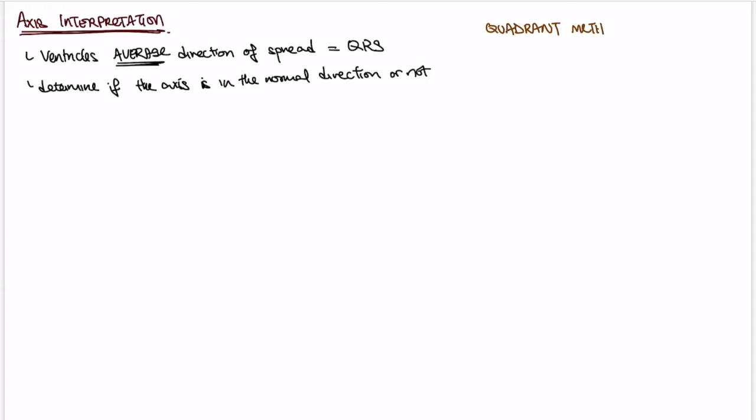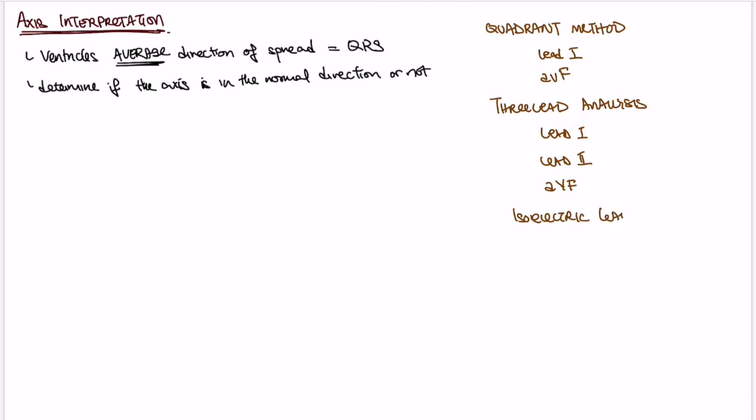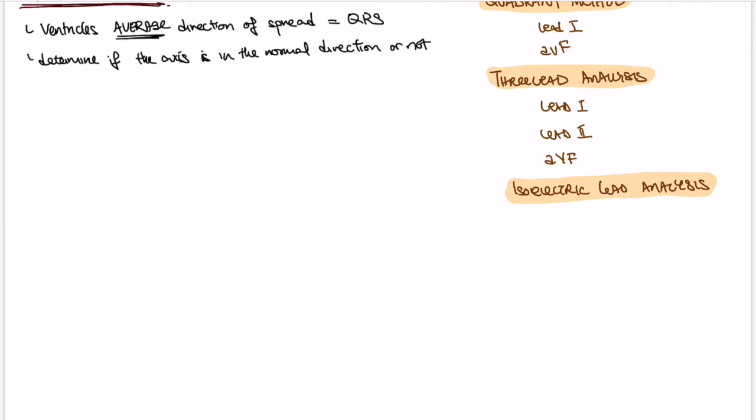The quadrant method involves lead 1 and AVF. The 3-lead analysis uses lead 1, lead 2, and AVF. And the third method is known as the isoelectric method. Now, all of these demonstrate the relationship between the QRS axis and the frontal leads of the ECG.